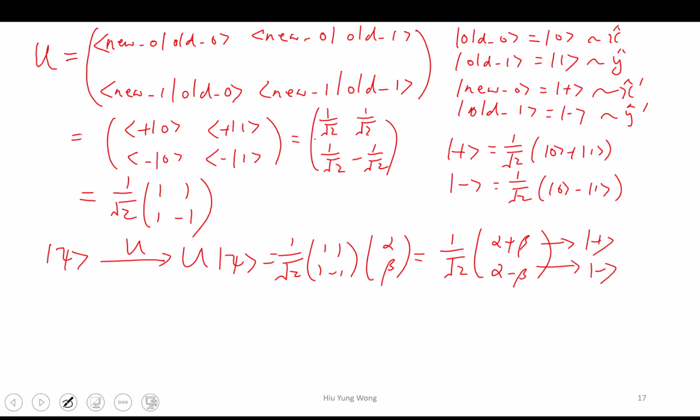You can do the similar thing on the matrix also. So practice this. This is the transformation matrix, and it's unitary.